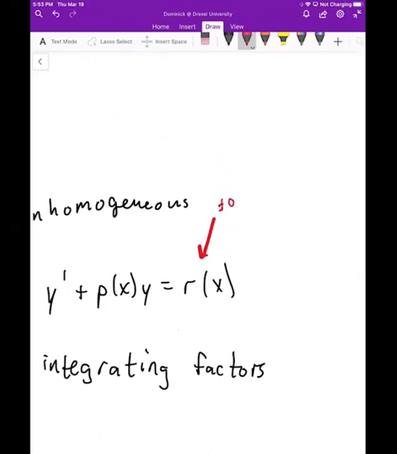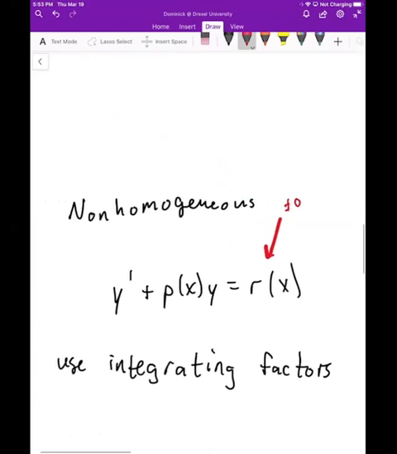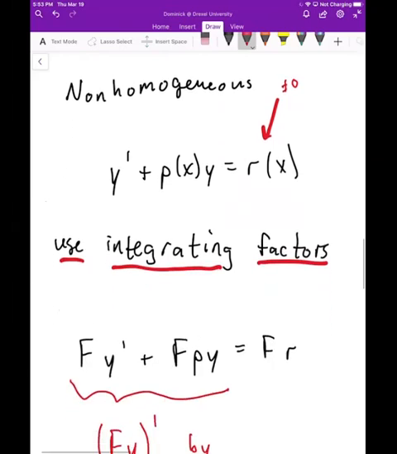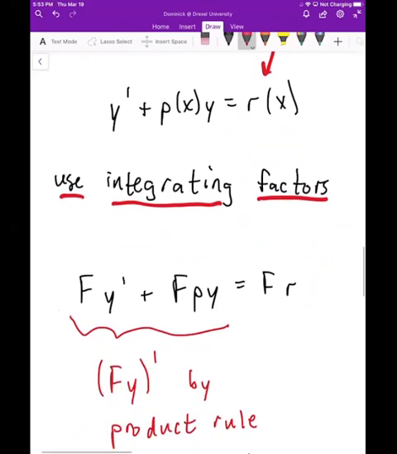So making this now the non-homogeneous case. Now the idea here is that we're going to use integrating factors, right? So what I need to do is multiply everything by some function f, that way I can express my left-hand side. If we look a little closer, we can think of this almost as a product rule.